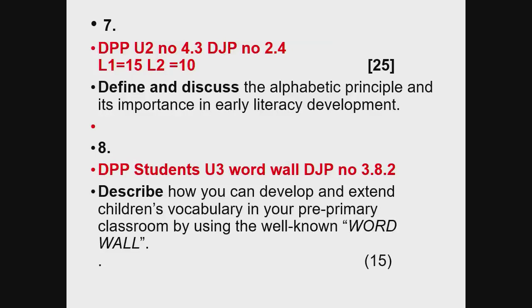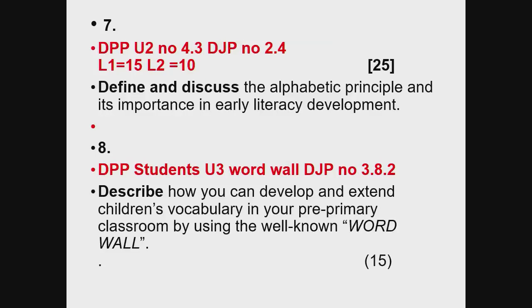DPP Unit 2, number 4.3. Also DJP, number 2.4. Define and then discuss the alphabetic principle and its importance in early literacy development. So first you need to define what is meant by the alphabetic principle. And then you need to discuss how the alphabetic principle is important in early literacy development. This is a long question. It will count anything from 15 to 25 marks. So make sure you study the alphabetic principle very, very well.